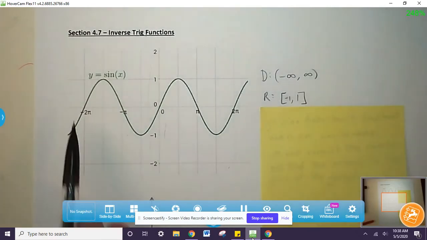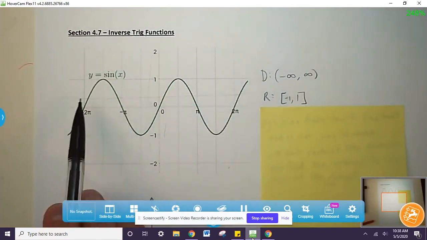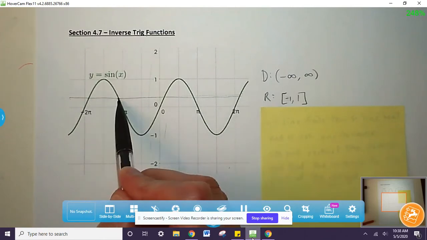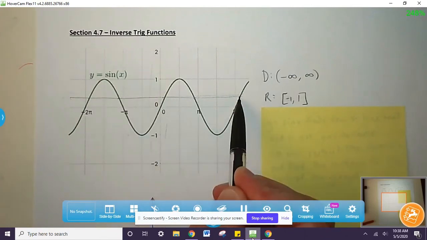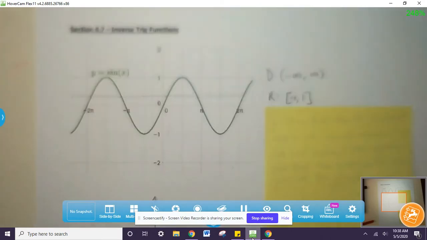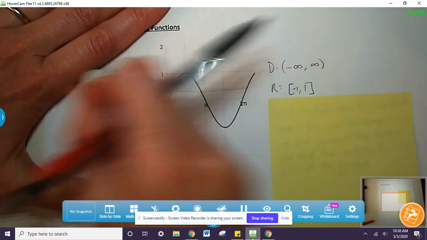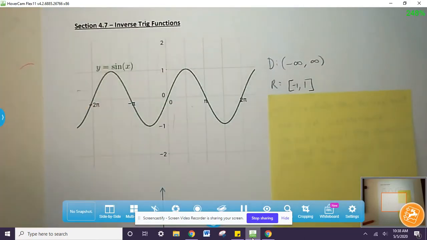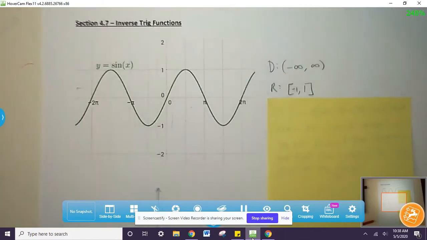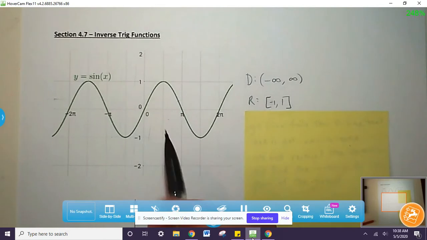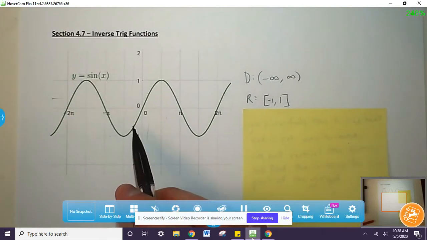However, it fails the horizontal line test because if I put this horizontal line in, it hits the graph many times. And it actually doesn't intersect the graph just at those 5 points. It intersects the graph an infinite number of times because this graph has a domain of all real numbers. So every time those hills and valleys repeat, you cross that horizontal line again. So this graph is not 1 to 1. It fails the horizontal line test. That means if we find the inverse right now, it won't be a function, and we like functions.